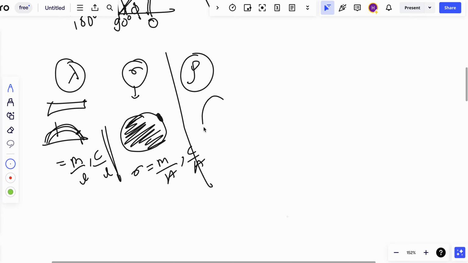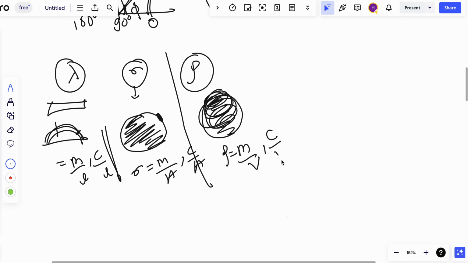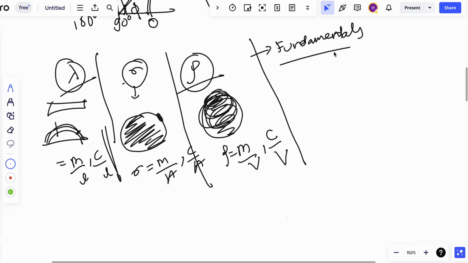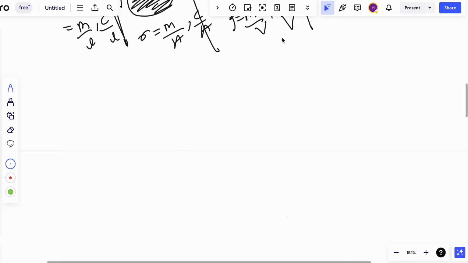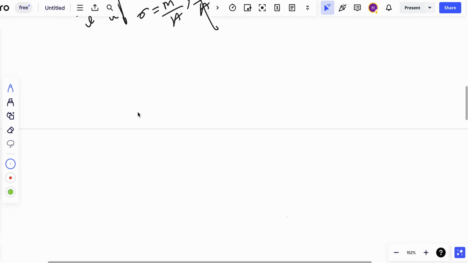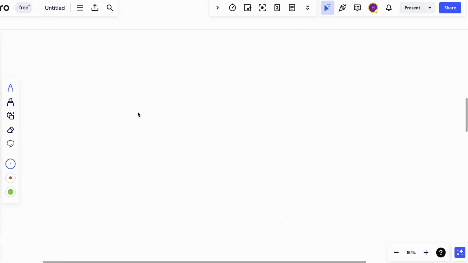And rho. If there is a sphere, like the Earth, you have to travel it, right? It's a three-dimensional figure. So here volume will come into the picture. Rho is equal to mass upon volume, charge upon volume. So you need to understand when sigma will come, when lambda will come, and when rho will come. These are fundamentals. Now let's suppose there is a disk, right? Now suppose there is a disk.